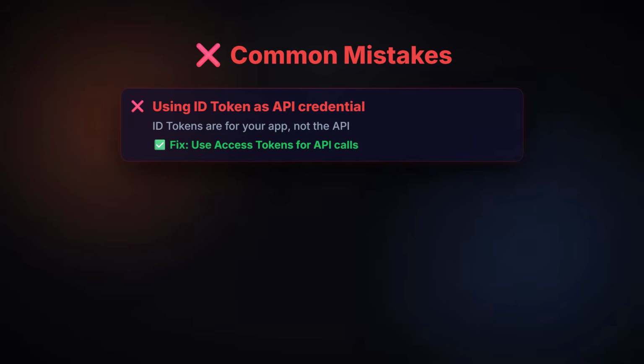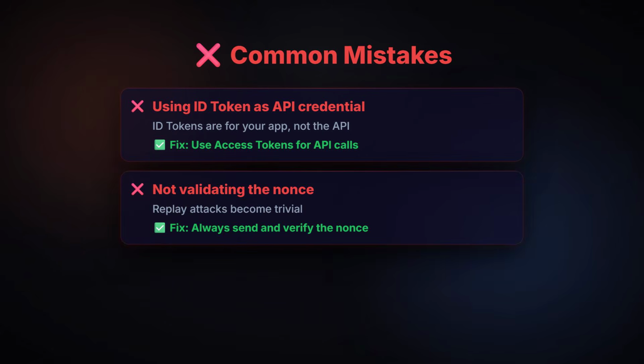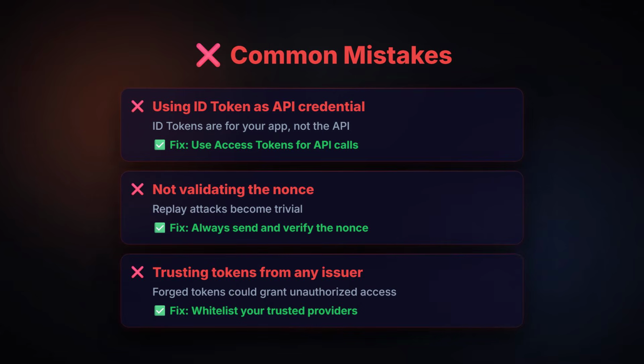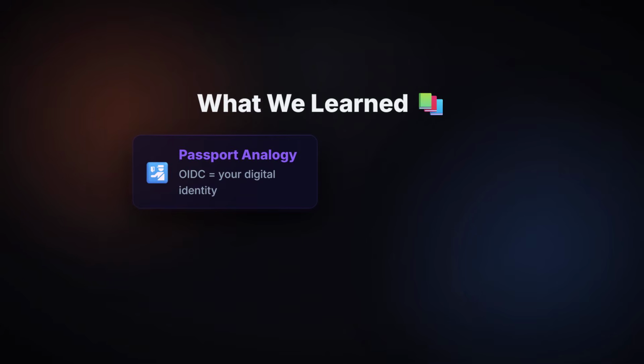Three mistakes I see all the time. First, using the ID token as an API credential. The ID token is for your app, not the API. Use access tokens for API calls. Second, not validating the nonce. Without nonce validation, replay attacks become trivial. An attacker can reuse a stolen ID token. Always send and verify the nonce. Third, trusting tokens from any issuer. If you don't whitelist your trusted identity providers, forged tokens could grant unauthorized access. Always verify the issuer.